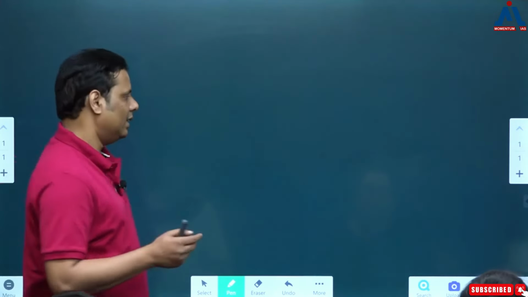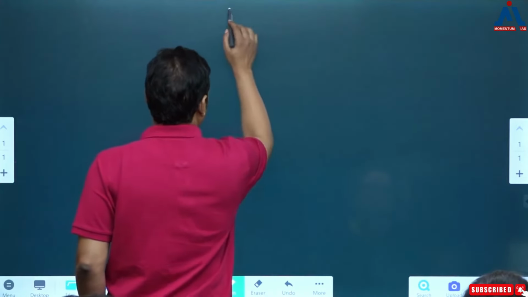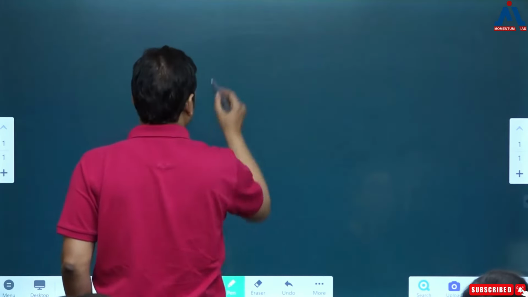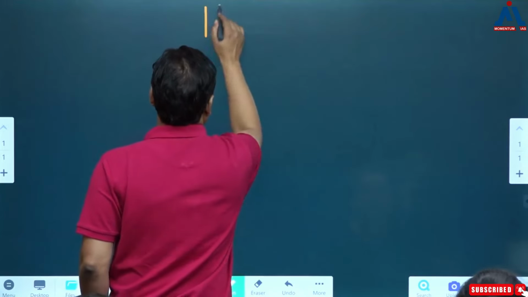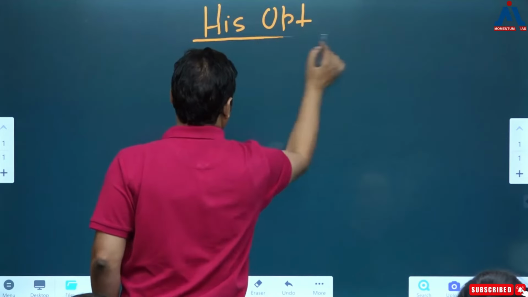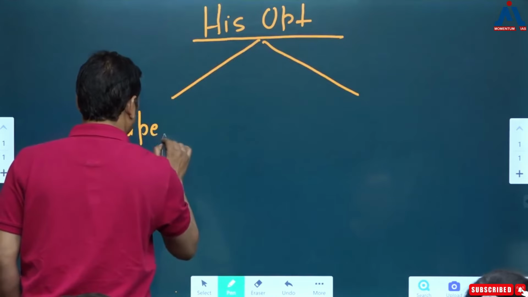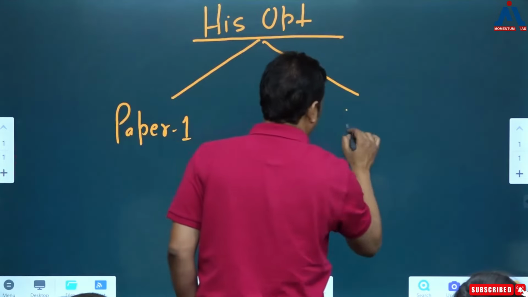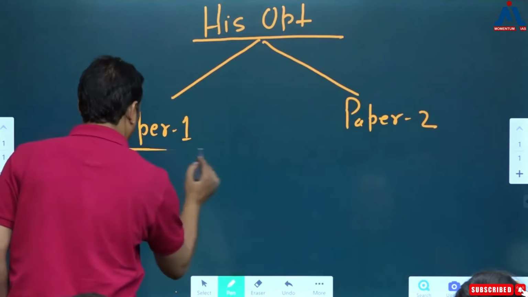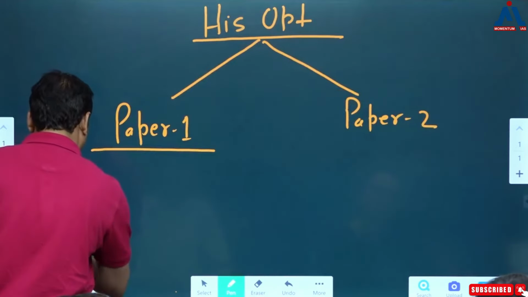Right. So in the syllabus, you all know that there are two parts, right? There are two papers. And what are these two papers? That is the history optional, right? There are two parts. This is paper 1 and this is paper 2. In paper 1, there are two parts. This is part A and this is part B.